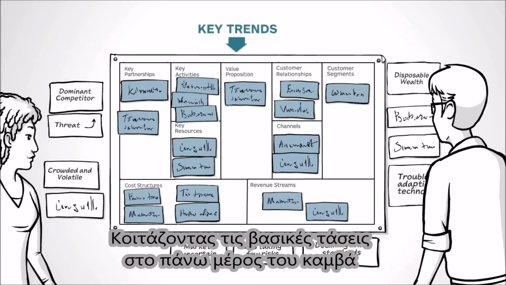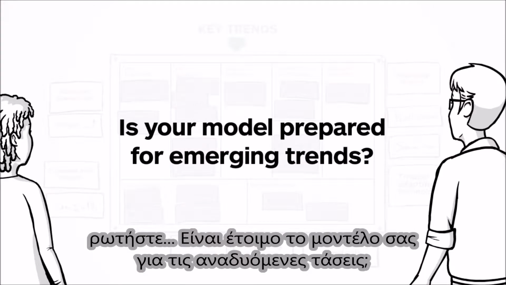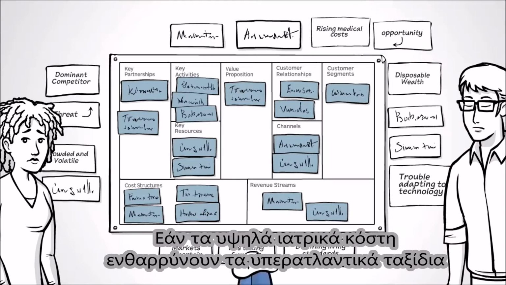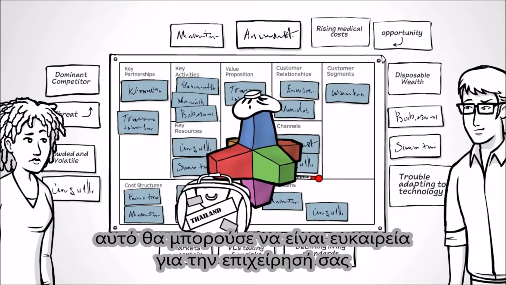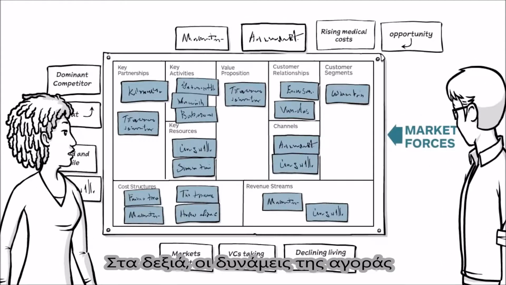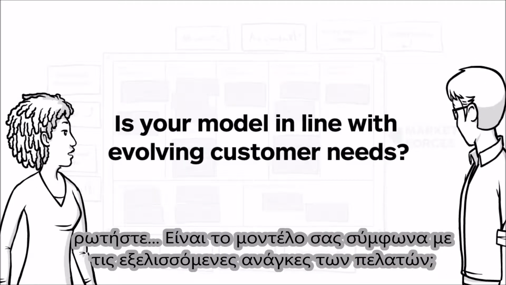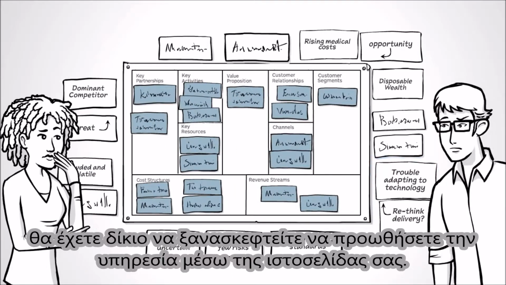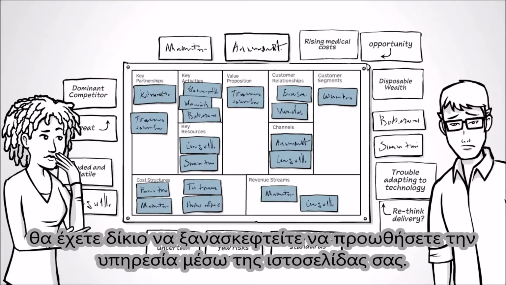Looking at key trends on the top of your canvas, ask, is your model prepared for emerging trends? Okay, if rising medical costs encourage overseas treatment, that could be an opportunity for your travel agency. On the right for market forces, is your model in line with evolving customer needs? Sure, if your customers are resistant to the internet, you're right to rethink delivery through a website.